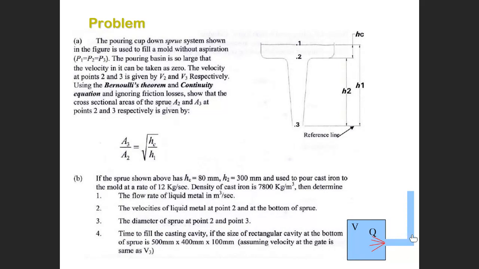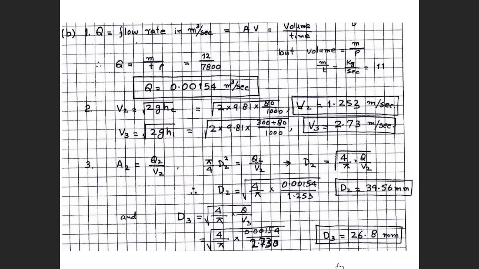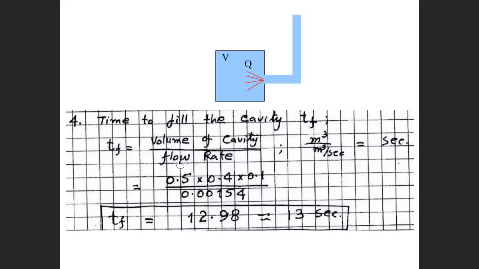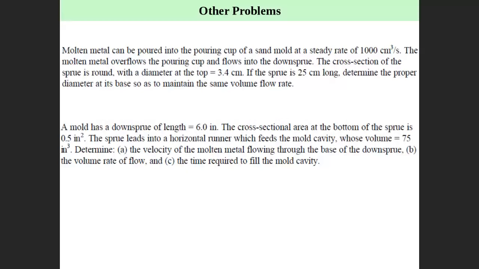We know the Q, and we know the volume of the mold. Then you can divide V by Q, and you get the time needed to fill the cavity. So here is a solution actually. Simply read it, and this is the final time to fill the cavity. This is a solution you can apply.